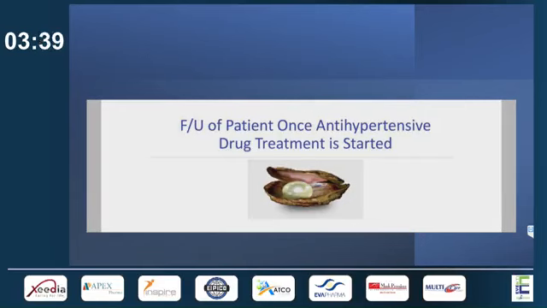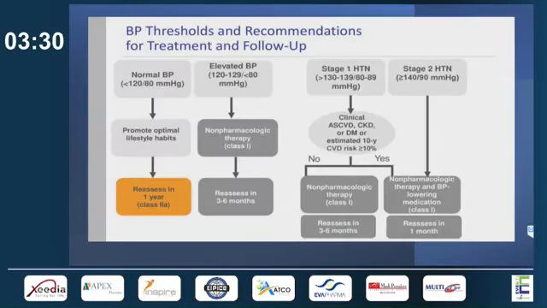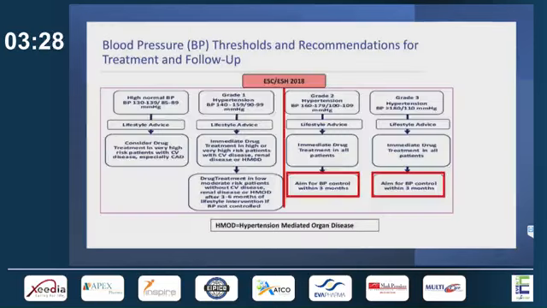طيب patient once hypertension أوكي. الفولو أب بتاعه يبقى إيه؟ monthly interval. كلهم اتفقوا every month لحد ما يبقى controlled، بعد كده 3 to 6 months. هنا مفيش أي حاجه جديده خالص.